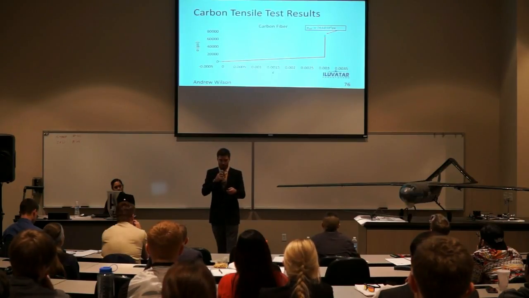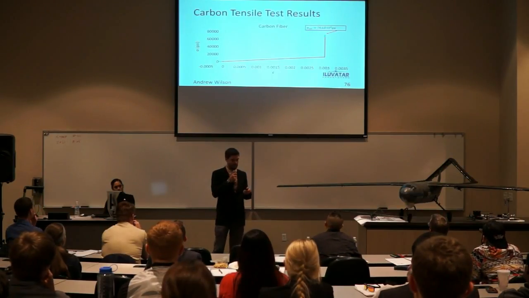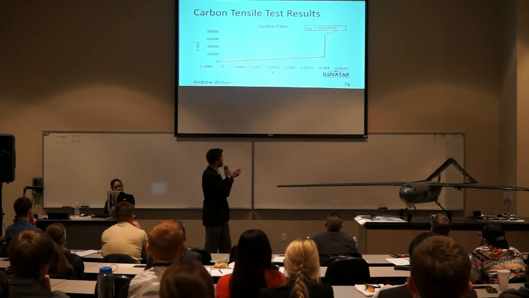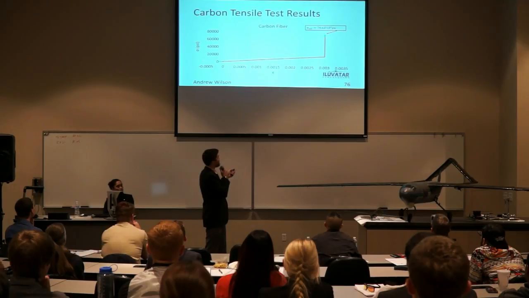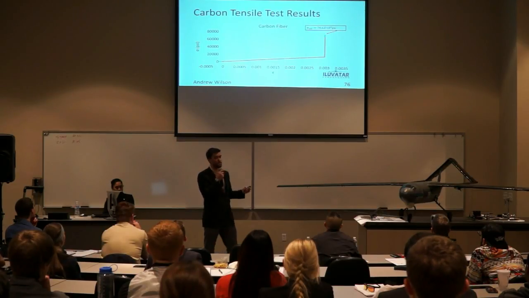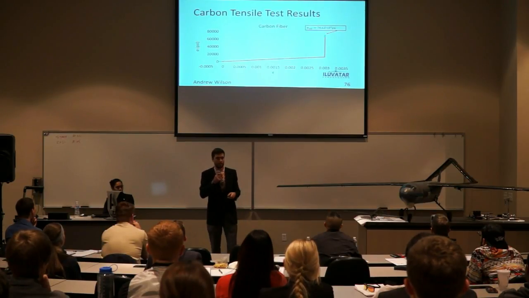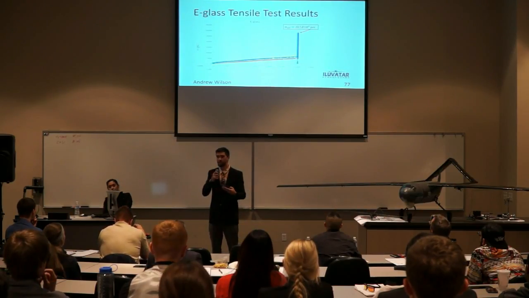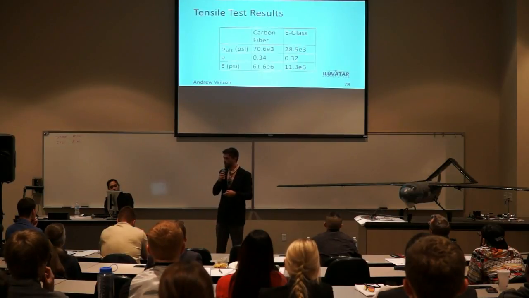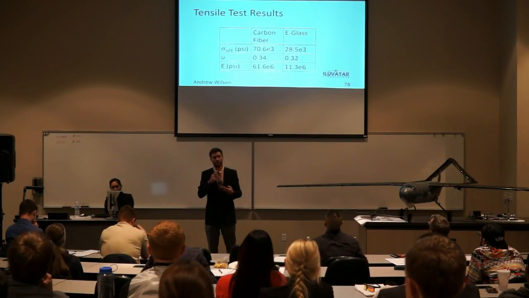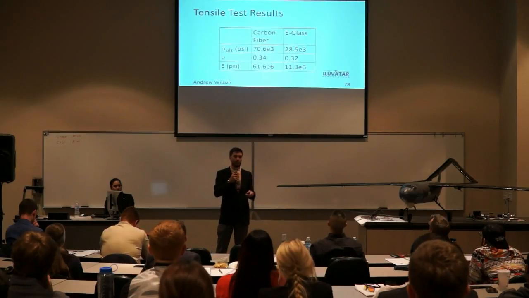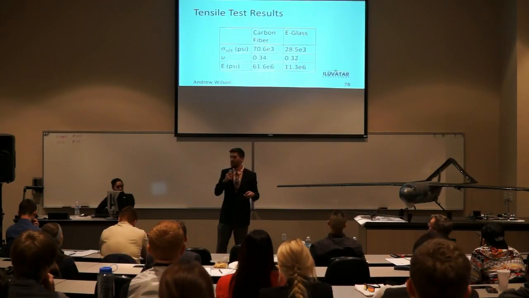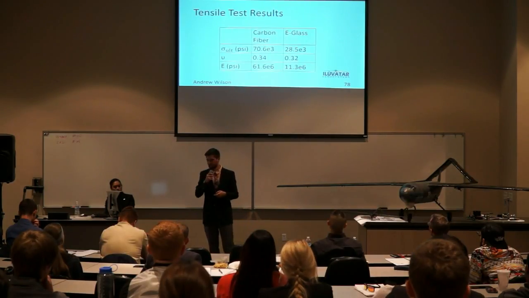These are the carbon fiber tensile test results. As you can see here, we got a sigma ultimate of 70.6 KSI. In this section here, the slope gives us Young's modulus, and this section is where we took off the extensometer, so that's why it's vertical. These are the E-glass tensile test results, and we had a sigma ultimate of 28.5 KSI. We had a Poisson's ratio of 0.34 for carbon and 0.32 for the E-glass, and a Young's modulus of 61.6 MSI and 11.3 MSI, respectively.